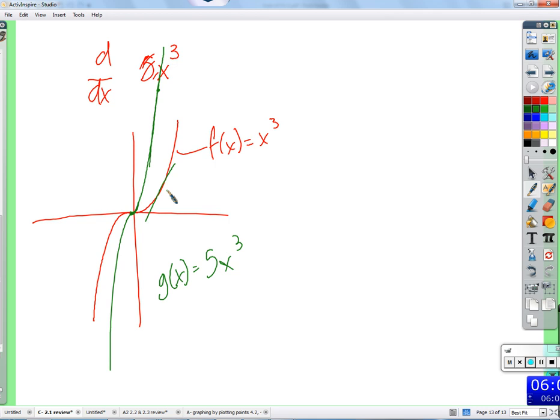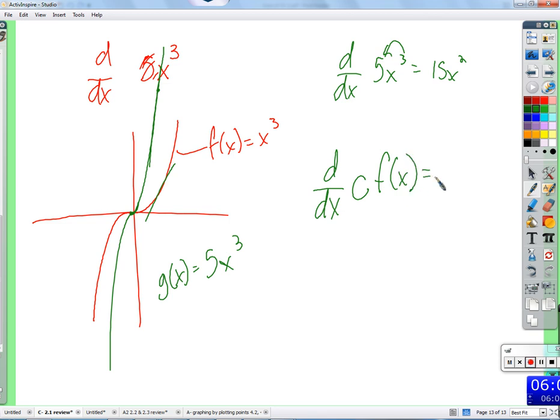Any function that you just multiply by 5 or multiply by 1/2 or multiply by 17? Not only will all the y values be 5 times, 17 times, or 5 sevenths as high as the original function, but all the slopes will be of the same ratio. So the derivative of 5x cubed is 3 comes down, multiplied by 5, 15x squared. Now in general, what we're saying here is the derivative of some constant times a function.